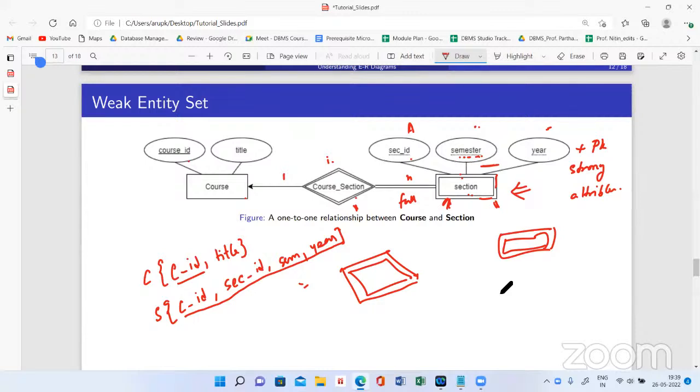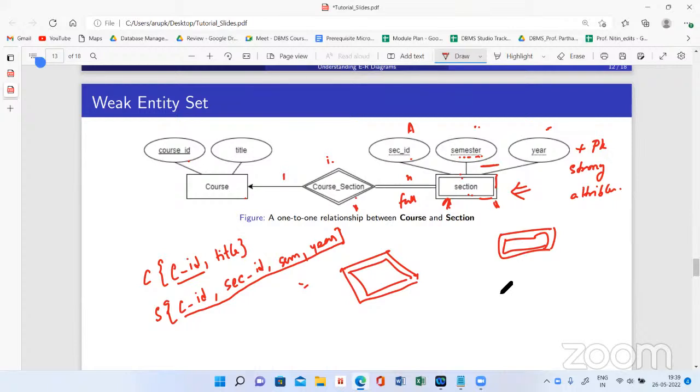Can you give an example where we can have this situation? See, suppose you have a hotel and a room. The room number may be your discriminator for each room. Now, whenever you say this is the hotel number and this is the room number, you can identify which room it is.